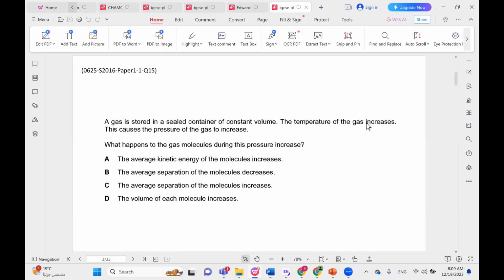The gas is stored in a sealed container of constant volume. The temperature of the gas increases. This causes the pressure of the gas to increase. What happens to the gas molecules during this pressure increase? So the main concept we want to discuss in this part is that when the temperature of a gas increases, the average kinetic energy of its molecules increases, and therefore the average speed of the molecules increases. So in this question, the correct answer would be choice A. The average kinetic energy of the molecules increases.